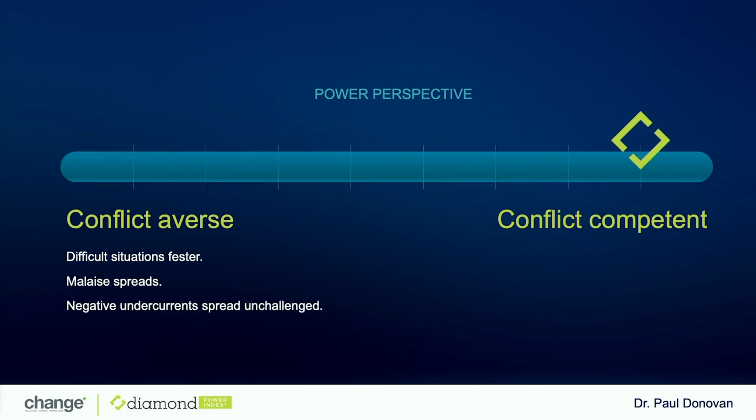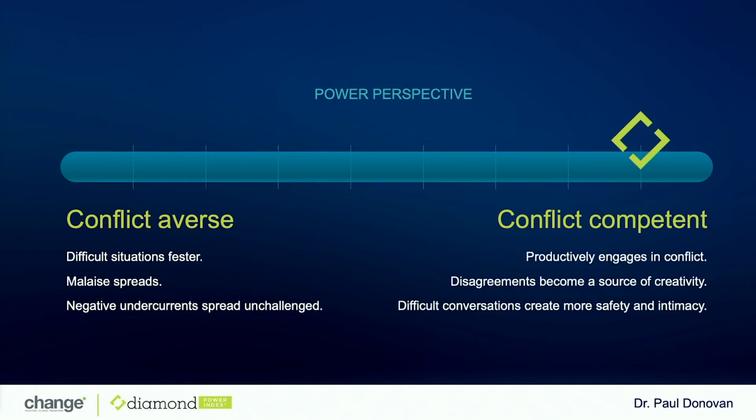So let's have a look. What are the outcomes you'd get in relation to these? Obviously, if you're conflict averse, you'll discover that difficult situations can fester. You'll actually have malaise. People start to get less energized, and undercurrents can spread unchallenged. If, on the other hand, you're conflict confident, wow.